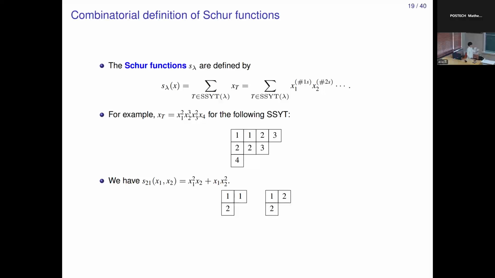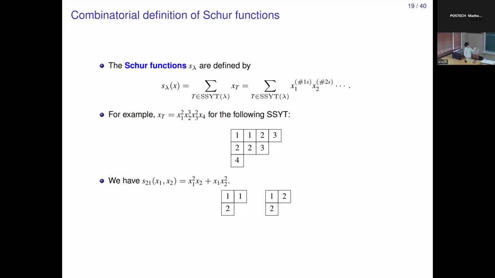So in this case, the shape is (2, 1), and there are only two variables, so we are only allowed to use the integers 1 and 2. And you can see there are only two semi-standard Young tableaux like this. And you see this one contributes to this term, and this one contributes to this term.